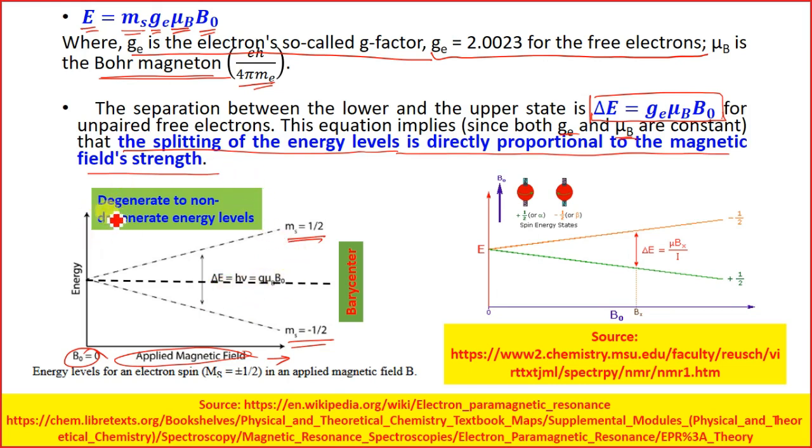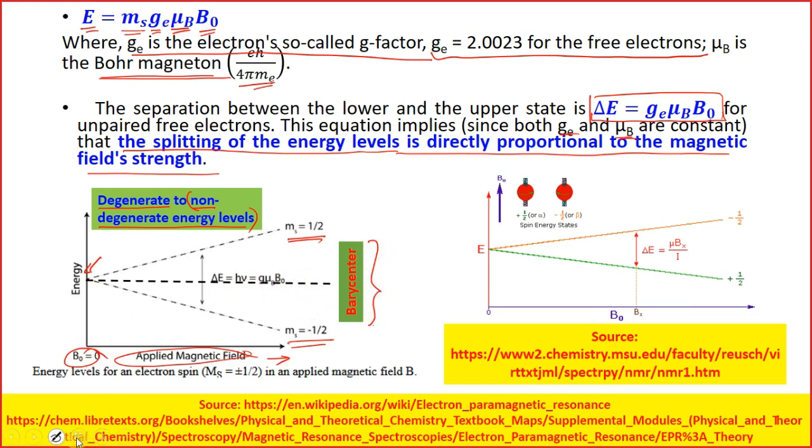So this is called degenerate to non-degenerate energy levels. Degenerate means at B equals 0, and non-degenerate energy levels means that as we increase the magnetic field, the levels ms equals minus half and ms equals half split. Whatever energy levels are generated, they are called non-degenerate energy levels. And the line where we have the energy component when B is equal to 0, that central line, is called the barycenter.